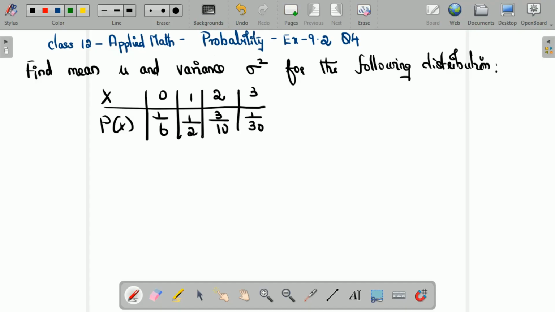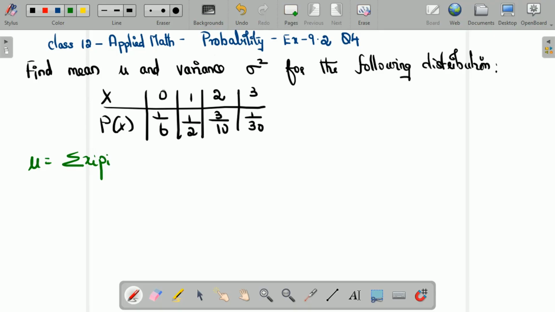In this video, let's find the solution for the fourth question in exercise 9.2. Find mean mu and variance sigma square for the following distribution. So first let's start with the mean mu. Mu is nothing but sigma of xi pi, that is summation of xi pi.